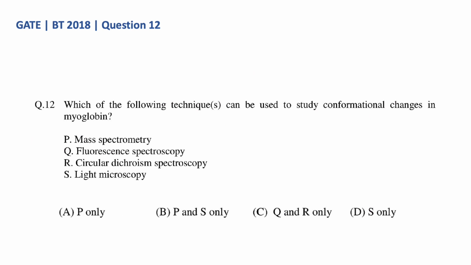Let's look at question number 12 from GATE Biotechnology 2018 paper. The question is, which one of the following techniques can be used to study conformational changes in myoglobin? Option P, mass spectrometry, Q, fluorescence spectrometry, R, circular dichroism spectroscopy, and S, light microscopy. The options are A, P only, B, P and S, C, Q and R, and D, S only. So let's learn about these different techniques to be able to answer the question.